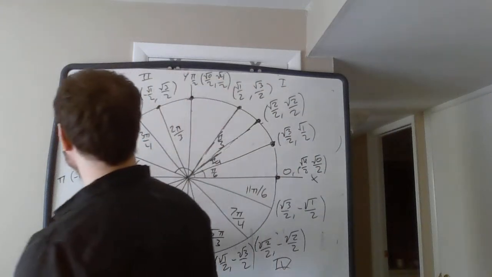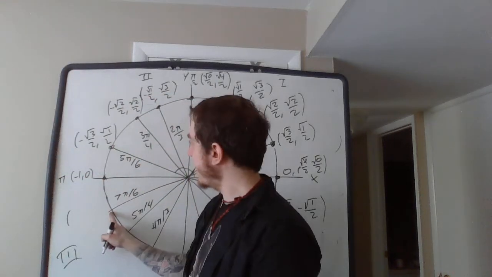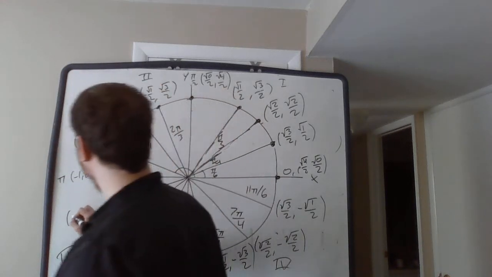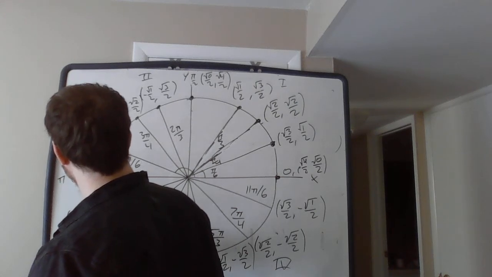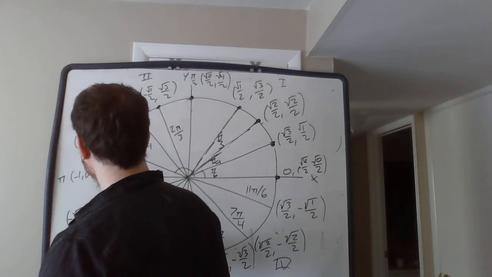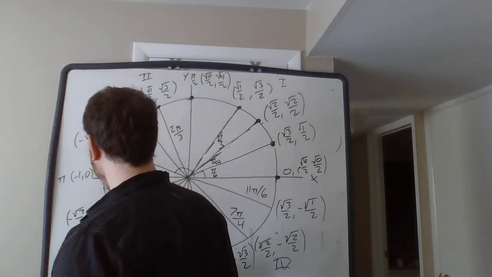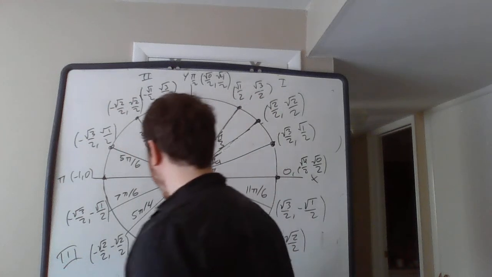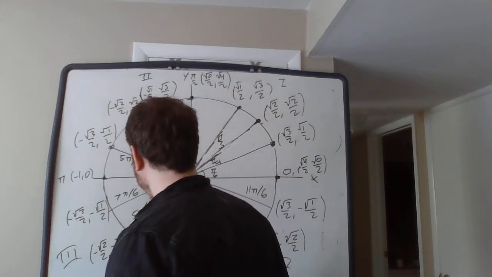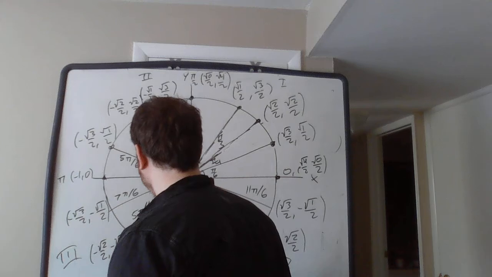And I'm going to end up with, this angle is going to have a terminal point with coordinates negative square root 3 over 2, comma, negative square root 1 over 2. Then we're going to have negative radical 2 over 2, comma, negative radical 2 over 2. And then we're going to have negative radical 1 over 2, comma, negative radical 3 over 2.